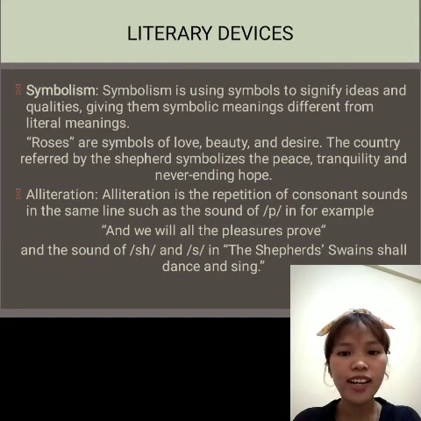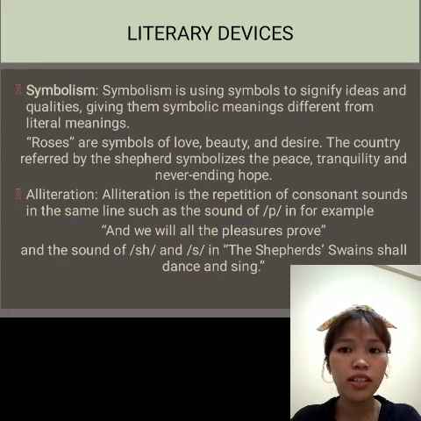So the next literary device is symbolism. Symbolism is using symbols to signify ideas and qualities, giving them symbolic meanings different from literal meanings. The example in the poem is the word roses. Roses symbolize love, beauty, and desire. The country referred to by the shepherd symbolizes peace, tranquility, and never-ending hope.